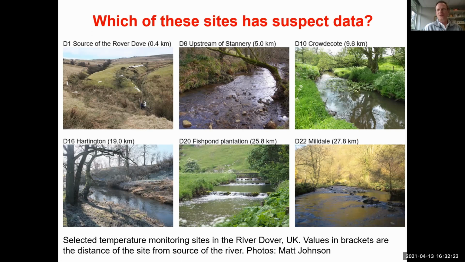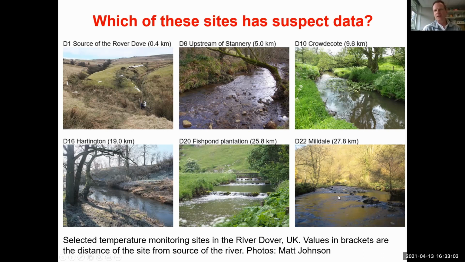But you've got 6 time series of water temperature taken from this system, and you can see very different sorts of environment. So D1 is in the headwaters of the catchment, so very hard to find a shaded location here. D6 is in a quite narrow valley, D10 likewise, and then we come further downstream to where there's a strong influence from spring water, groundwater, making the water temperatures cooler in certain parts of the river.